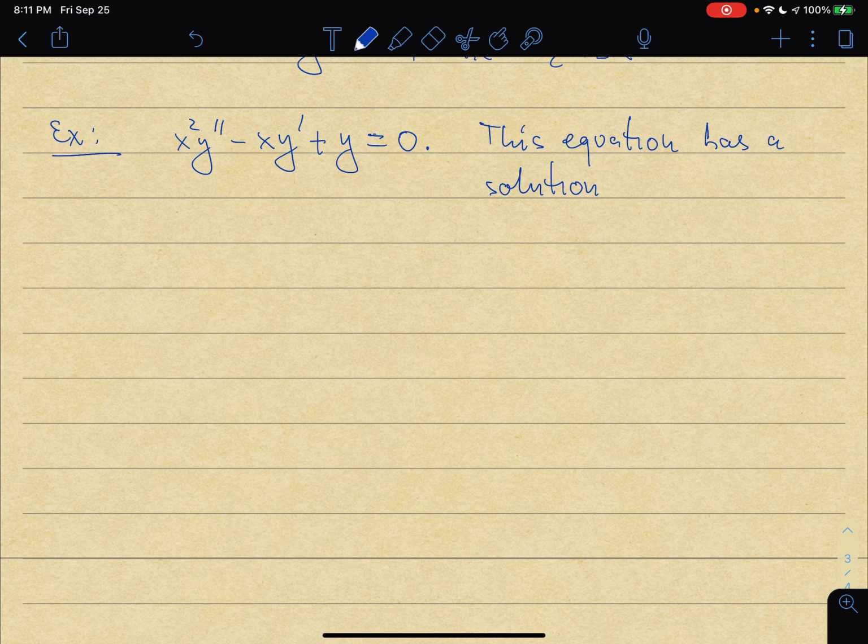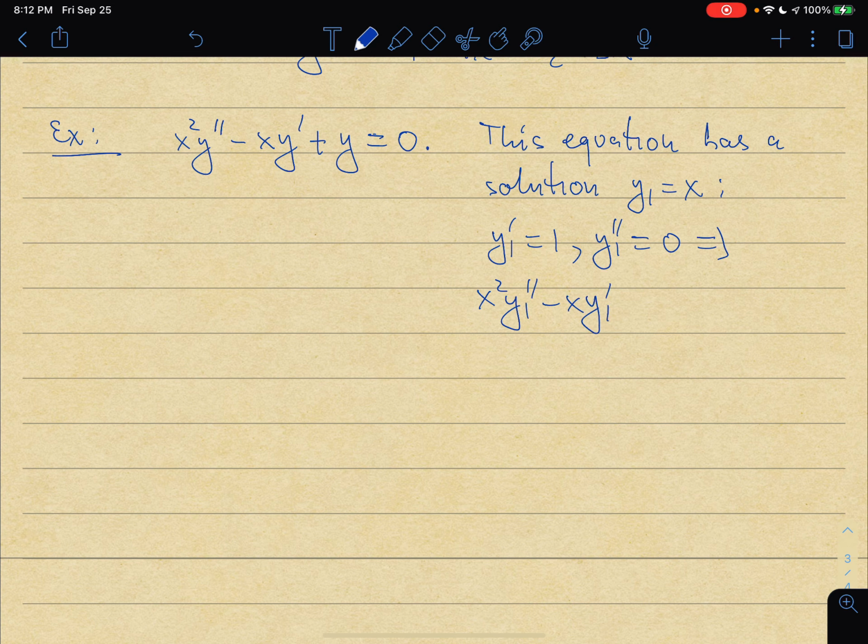That I can actually see that there's a solution by inspection. y1 is equal to x. Why is this a solution? Because if I take y1 prime, I'm going to get 1. y1 double prime, derivative of 1 is 0. And then x squared times y1 double prime minus x y1 prime plus y1. That is 0 minus x times 1 plus x, and that certainly is 0, right?